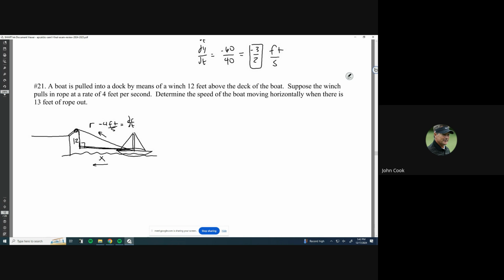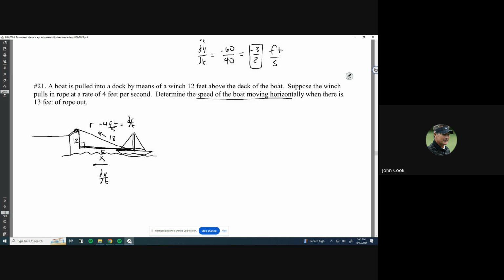What I'm looking for is how fast the boat is moving horizontally. So I'm looking for this dx/dt, and this should also be negative because the boat's moving closer, so the x value is getting smaller. Therefore, dx/dt is going to be negative. It also tells me that the rope length is going to be 13 feet. So that's this 13. I should be able to solve for x using the Pythagorean theorem. That's going to be 5 right there.